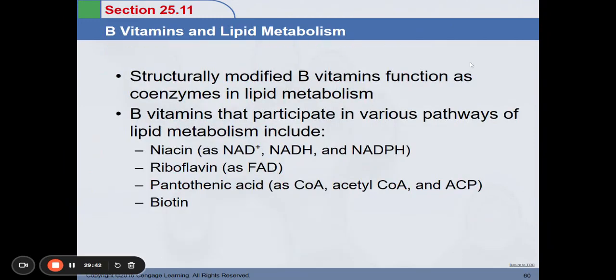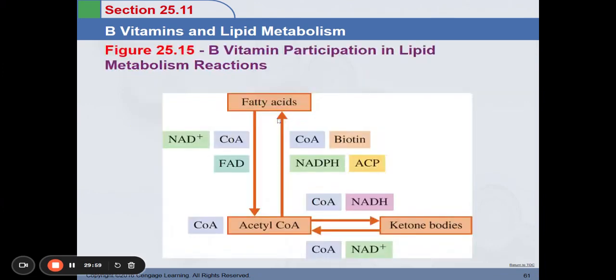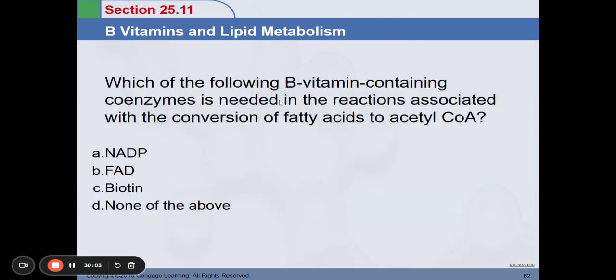Okay, so these are the modified B vitamins that function as coenzymes in lipid metabolism. B vitamins participate in various pathways. Again, this has been discussed in carbohydrates. We have niacin, riboflavin, pantothenic acid, and biotin. Unlike the six B vitamins in carbohydrates, we have four B vitamins here in our lipids. Okay.